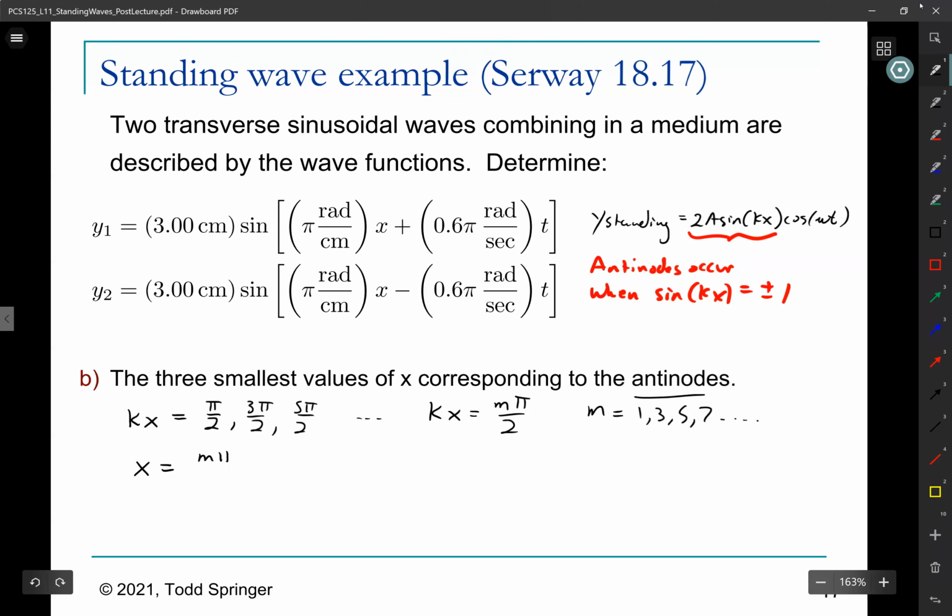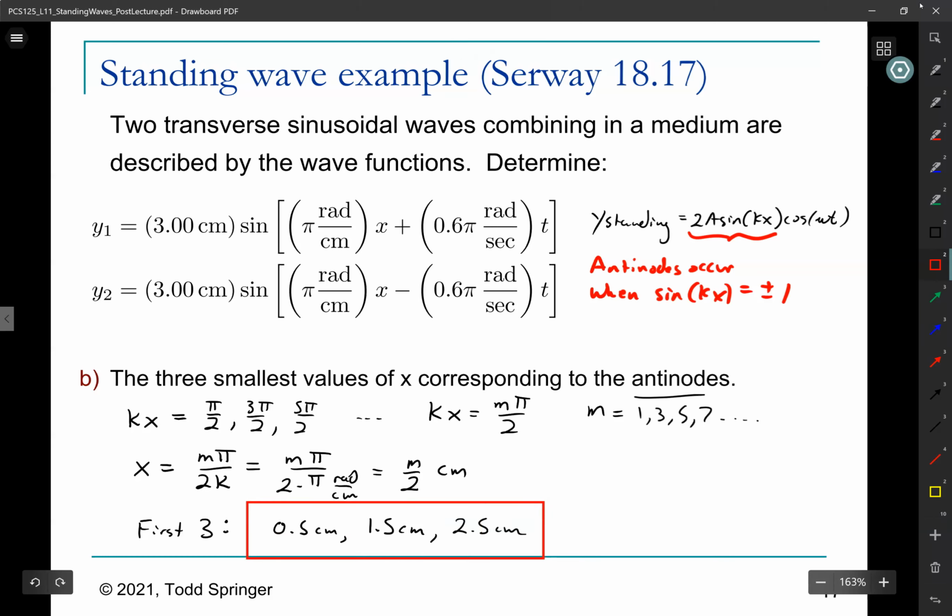Okay. So what are the first 3 values? x equals m pi over 2k. And k is equal to pi, so it's m pi over 2 times pi radians per centimeter, which is m over 2 centimeters. So the first 3 are 0.5, that's m equals 1, centimeters. 1.5, that's m equals 3. And 2.5, that's m equals 5. So those are my 3 positions at which I have my antinodes. Just to be clear, this first one was from m equals 1, this was m equals 3, this was m equals 5.